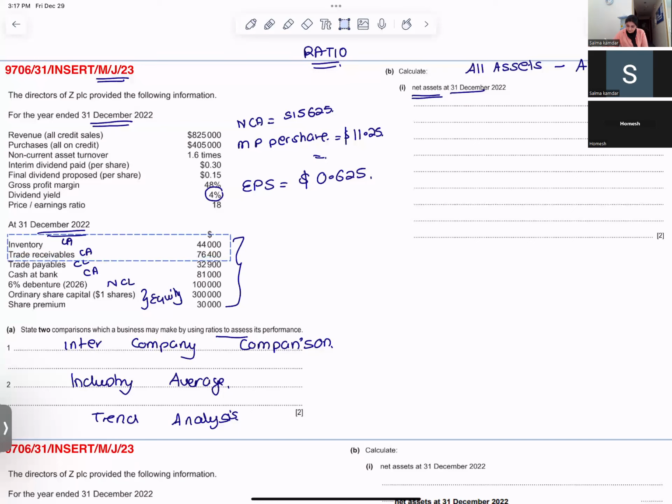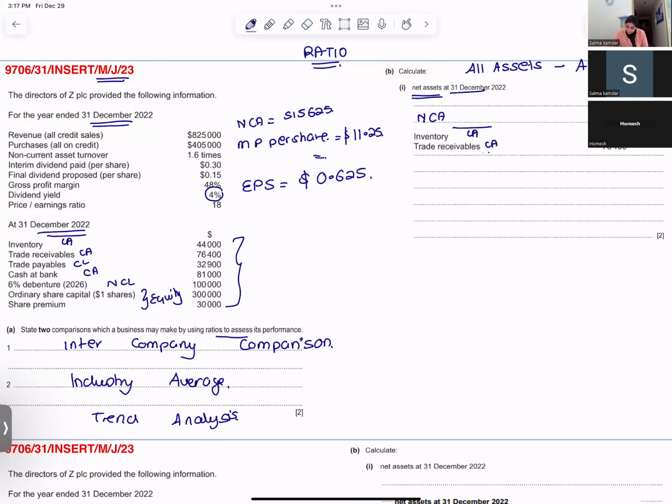Miss, we start with the non-current asset. What is your non-current asset? The revenue divided by 1.6. We already found that out, right? Yeah, 515,625.